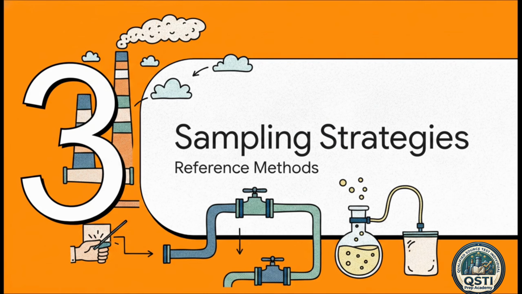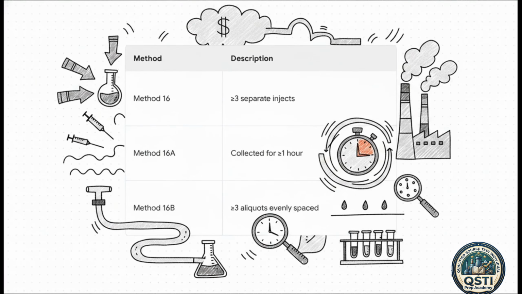Section 3, Sampling Strategies and Methods. With safety locked down, let's check out the actual plays for gathering a valid sample. So depending on the applicable subpart of the regulations, a facility is going to use Method 16, 16A, or 16B. Method 16 requires a sample made up of at least 3 separate injects, equally spaced out over time. Now, if you go with Method 16A, your sample has to be continuously collected for at least 1 full hour.